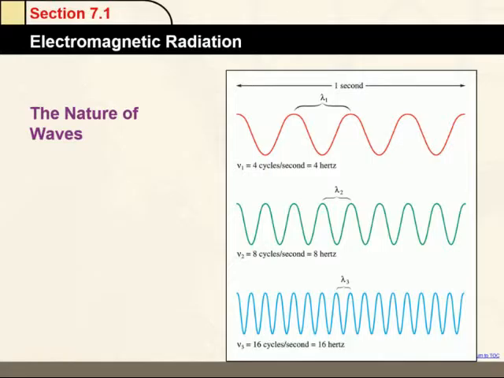If we have a higher frequency, we'll have more wave peaks per second. In this situation, we have 8 cycles per second. We have 8 hertz. Increase that even more, we'll get up to 16 cycles per second, also known as 16 hertz.